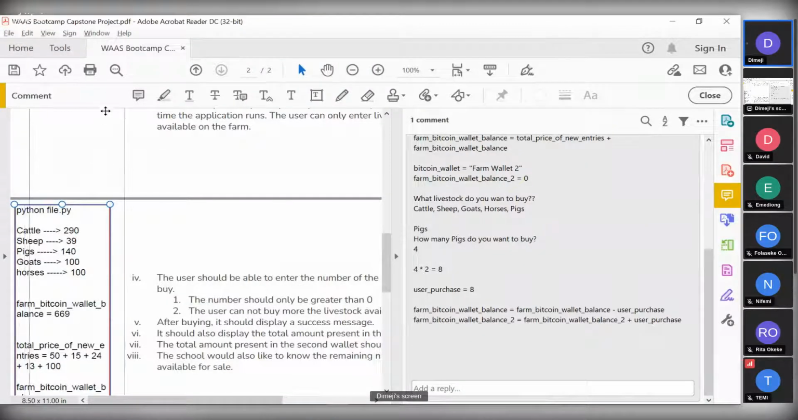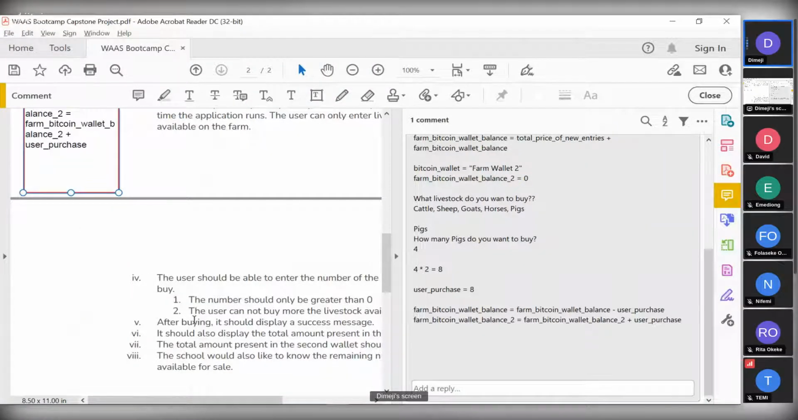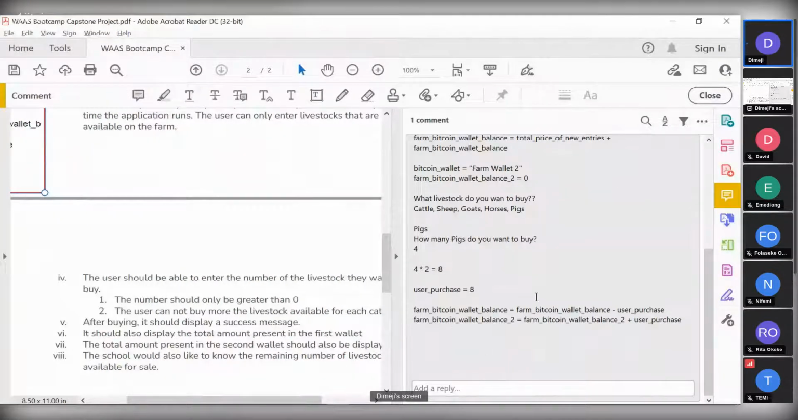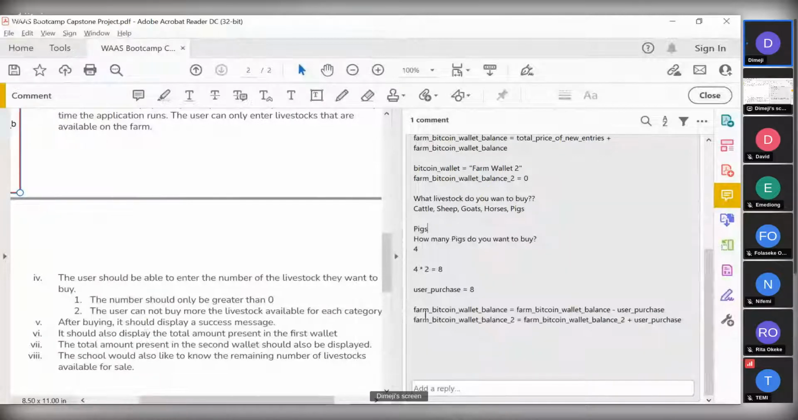Now, for the next question, it should also display the total amount present in the first wallet. That is, after buying, we want to display the amount that is left in our first wallet and the total amount present in the second wallet, and also this total amount. That is, we want to print farm Bitcoin wallet balance, then we want to also print farm Bitcoin wallet balance too.